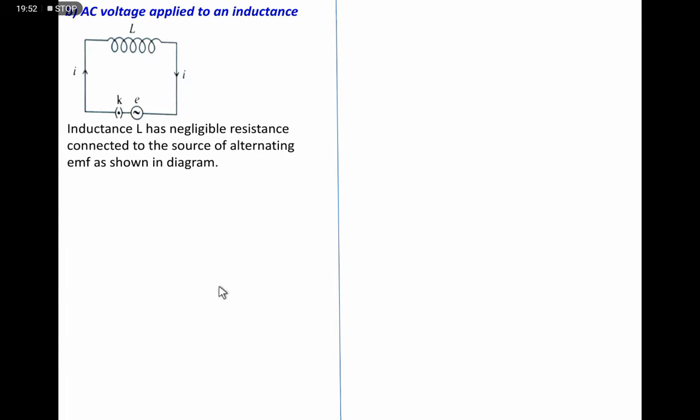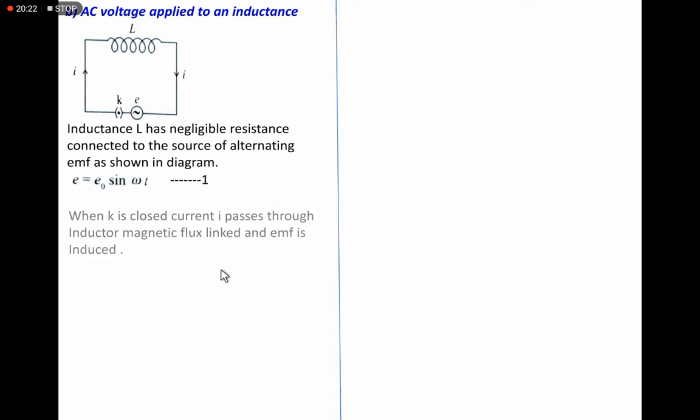L is the inductance, which has negligible resistance and is connected across the alternating source of EMF. Now we know that EMF across the inductance is E naught sine of omega t. It is an AC generator, and we already studied the theory of AC generator. EMF across the inductance, equation 1.